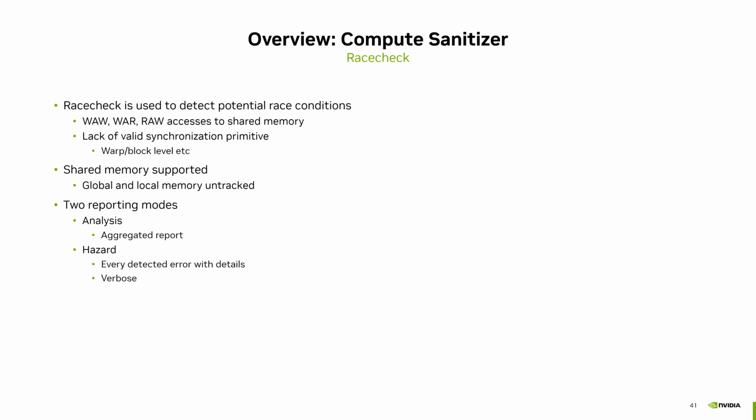And then there's two reporting modes. The first one is analysis, which is an aggregated report. So we'll aggregate like messages into just a single entry. And then the second one is hazard. So here, every detected error will be printed with details. It's very verbose. You'll get lots of information, but sometimes you need that to fix your race condition.